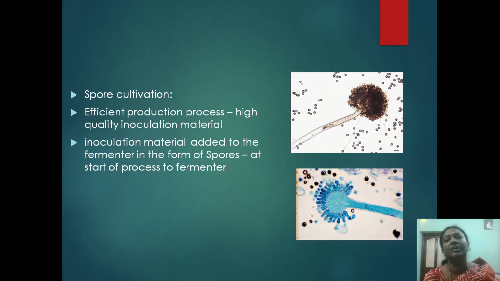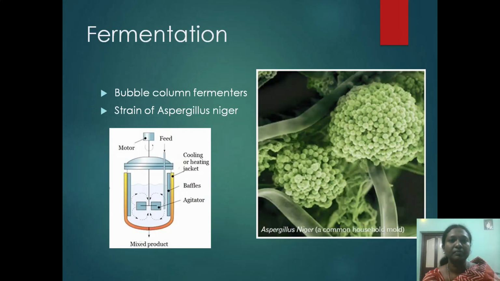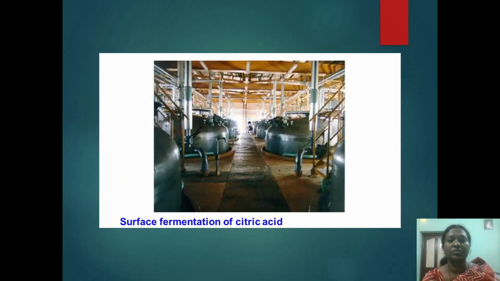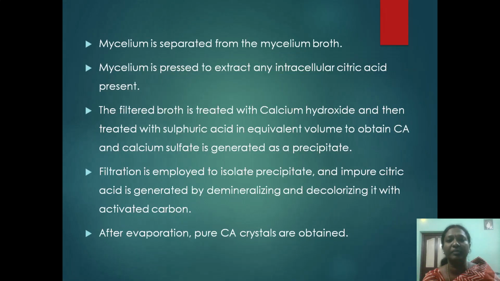The next is spore cultivation. We add Aspergillus niger, and it is added in the form of spores. Inoculation material is added to the fermenter in the form of spores at the start of the fermentation process. So this is a bubble column fermenter. Usually, citric acid fermentation happens in this type of fermenter, and we use Aspergillus niger in the form of spores. This is the surface fermentation of citric acid in industries, where they use a bubble column fermenter.